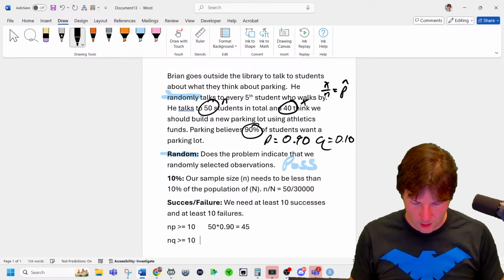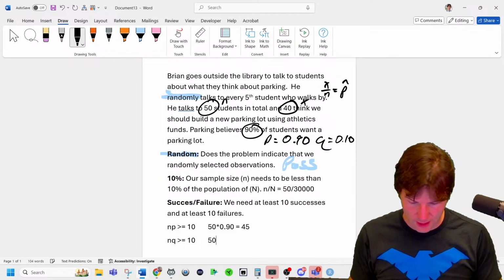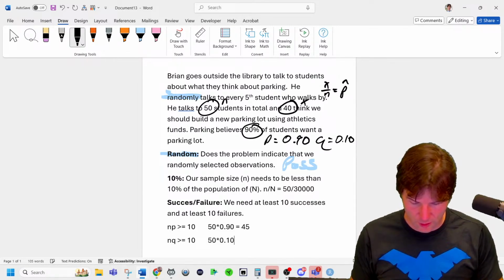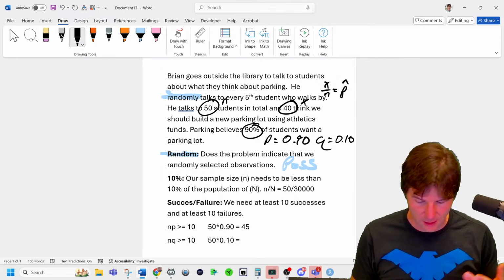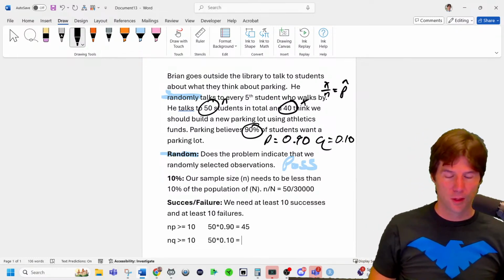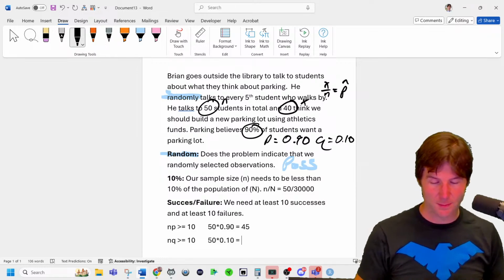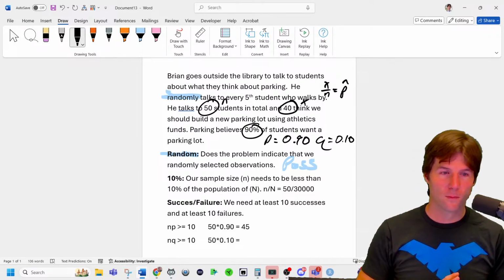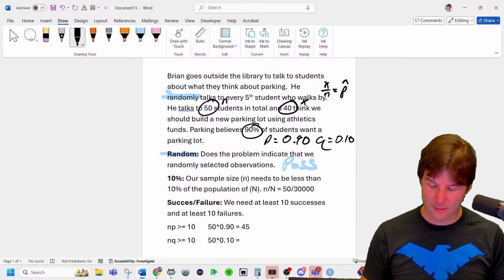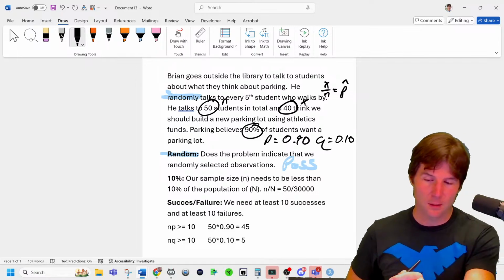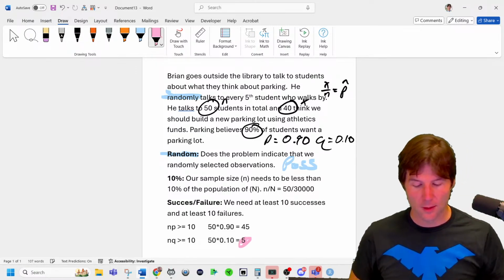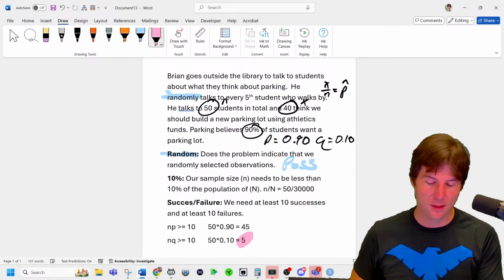You know what's really cool? This one is 45. You can actually quickly solve. You don't even have to do the math because np and nq have to equal n. So if you have a sample size of 50, you expect 45 successes, and nq is going to be 5. There you go. So you actually fail because of this. I was a little bit mean here. You don't have at least 10 successes, at least 10 failures.